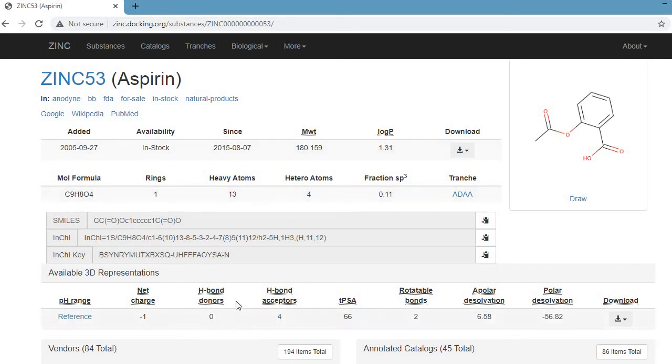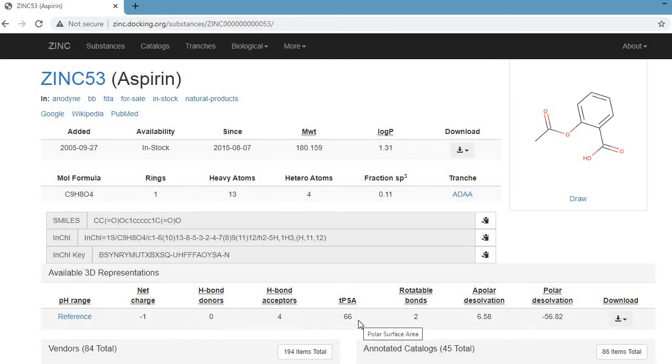It does not have any hydrogen bond donor. Hydrogen bond donor number is 0. Hydrogen bond acceptor is 4. Oxygen is a very good hydrogen bond acceptor, and it has 1, 2, 3 and 4 oxygens. So it has 4 hydrogen bond acceptors.